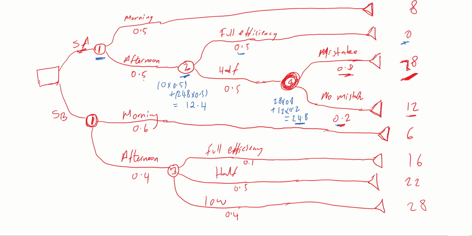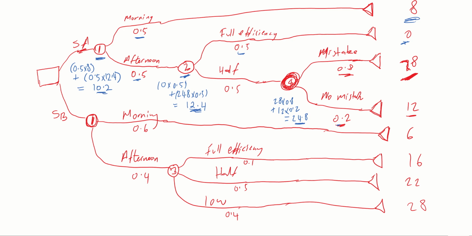Then finally, at the upper level of the hierarchy, node number 1. For node number 1, there are 2 branches: the upper branch is 0.5 multiplied by the 8, and the lower branch has 0.5 probability multiplied by the 12.4. The answer that you would get is 10.2, and that's for subcontractor A. The expected monetary value is 10.2, so that's the average or expected delay for subcontractor A.